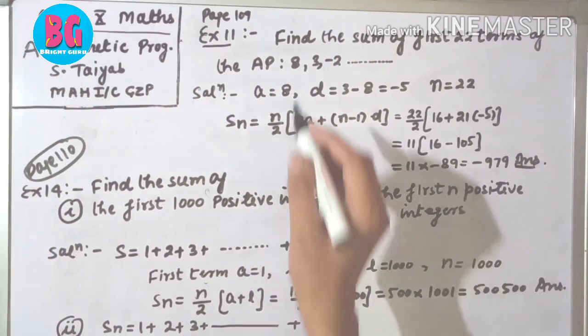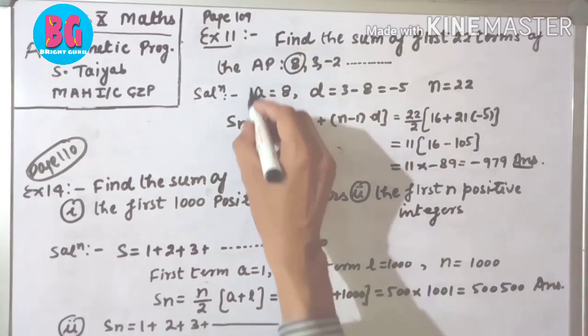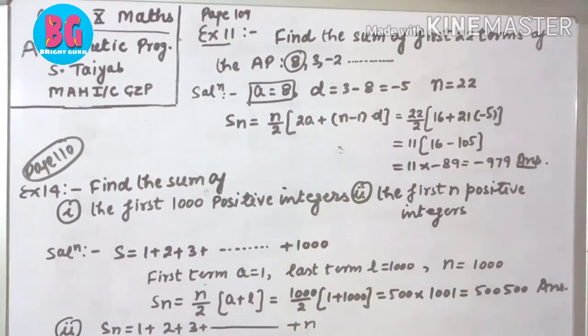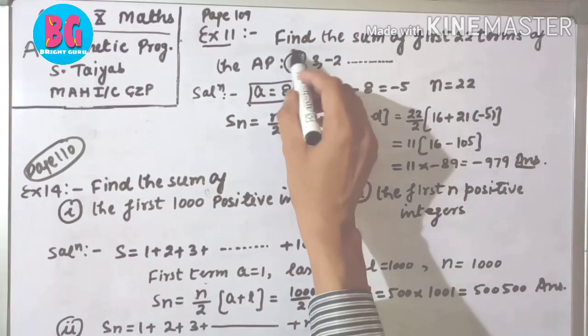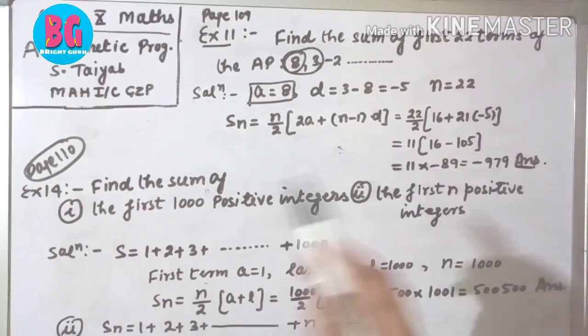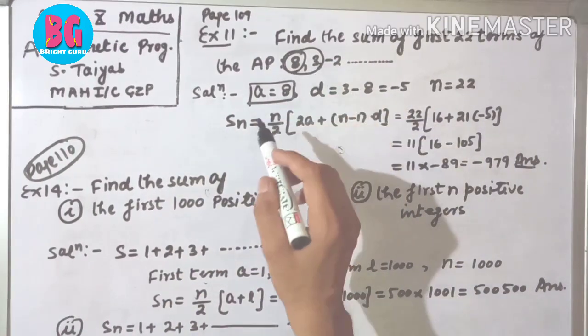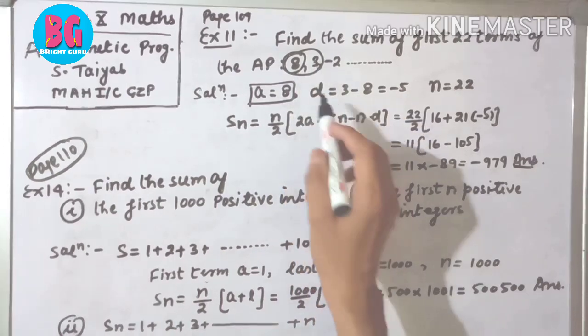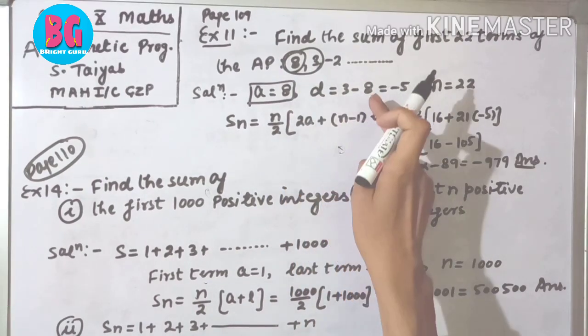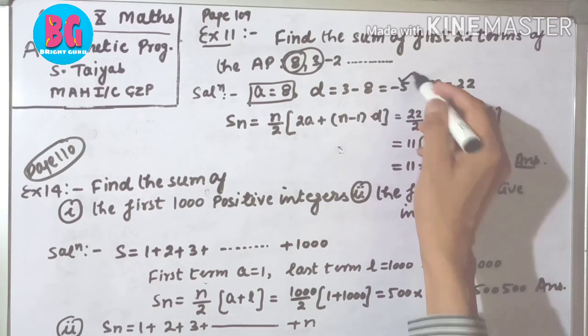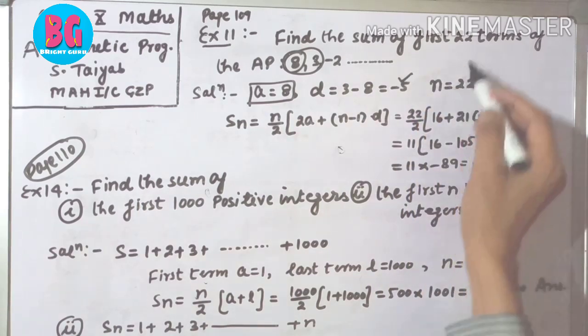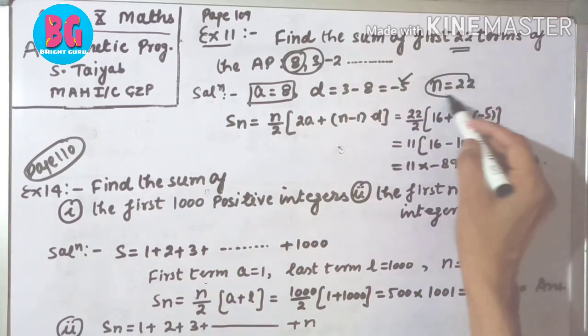We know that the first term of the AP is 8 and the common difference is obtained by the difference between two consecutive numbers. The two consecutive numbers are 8 and 3. The common difference is 3 minus 8, which is equal to minus 5, and the value of n is given as 22.